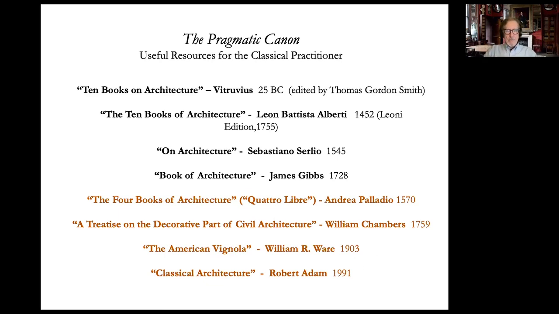So I'd like to start with some of the treatises from the past. The first one is the 10 Books on Architecture. We spoke about that at the beginning of the lecture. That's by Vitruvius, a Roman architect from about 25 BC. There's a beautiful edition of Vitruvius edited by Thomas Gordon Smith that's available on Amazon, and I highly recommend it. As I mentioned, it's the only treatise from antiquity which survives. But interestingly, it's quite readable.